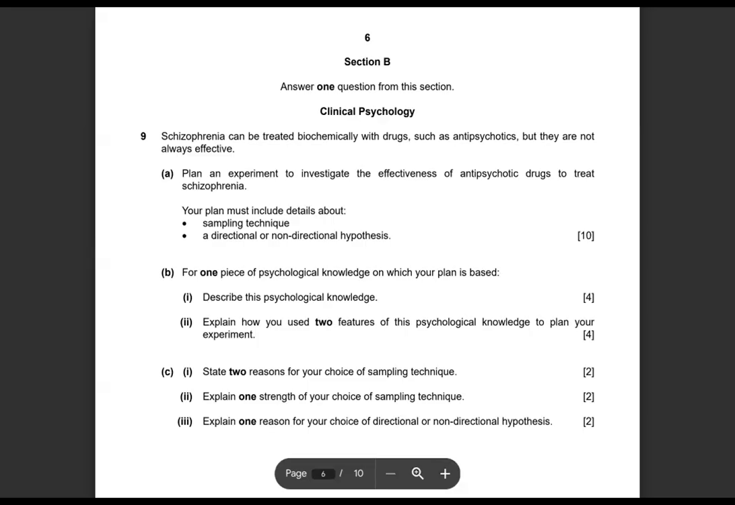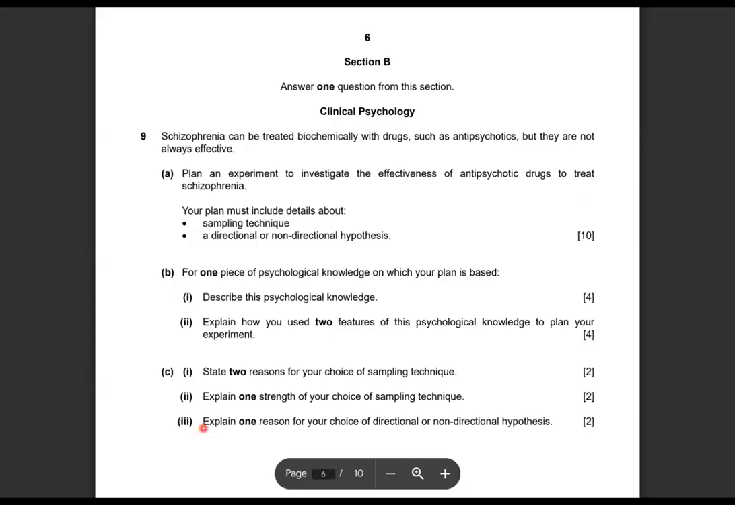As you can see, it's got 3 parts, A, B, and C. Part A will always be for 10 marks, okay? The major chunk of the marks will be for part A. This is the part where you're actually planning your study. This is the part where you're designing your study. Part B is for 8 marks. It's split into part B1 and B2. And part C is for 6 marks, which is also split into 3 parts, C1, C2, and C3.